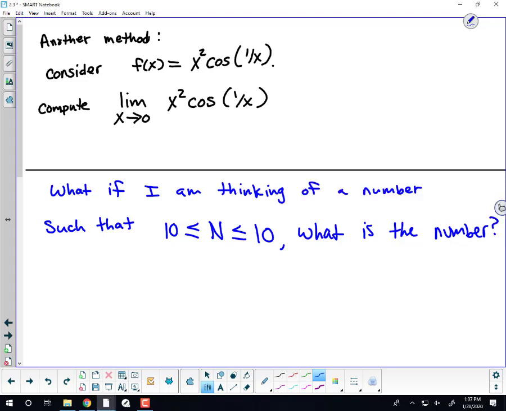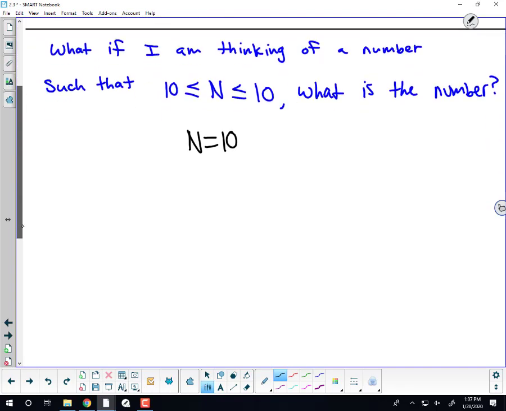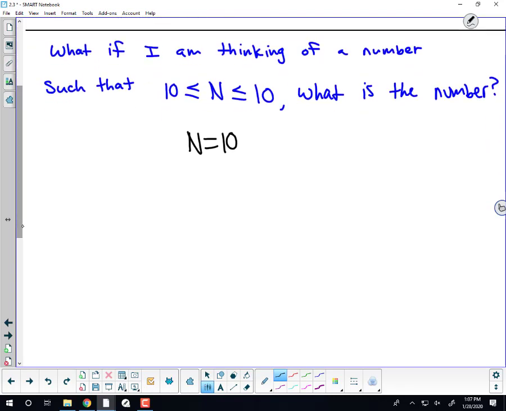What does it have to be? It has to be 10, right? N has to be 10. Does that seem pretty easy? Pretty straightforward? So all we're going to do is take that notion and apply it to function values instead of specific numbers.